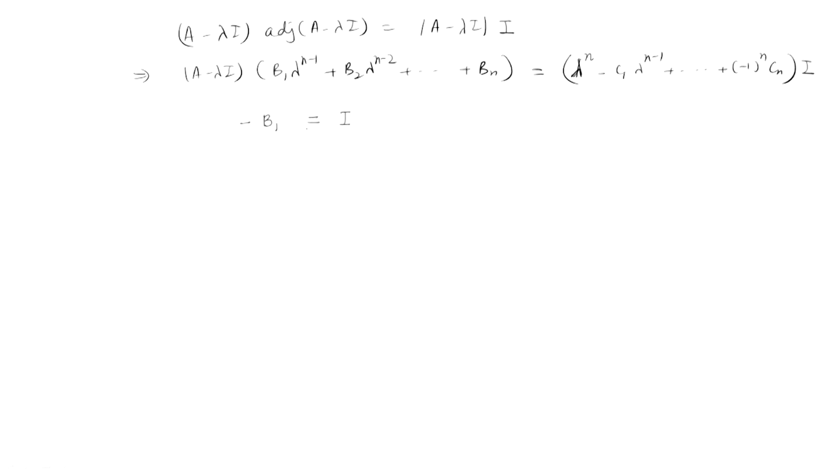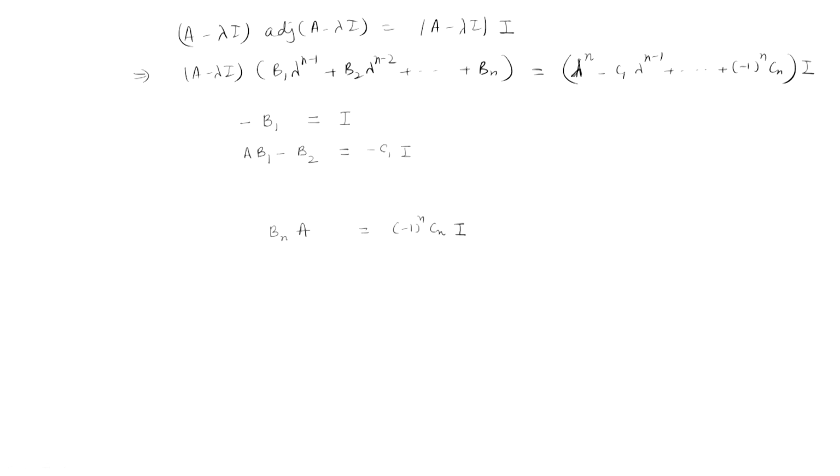Now, lambda raised to power n minus 1, when you multiply this with this element, that is b1, and this element with the second element of this bracket, that is minus of b2, that will be equal to lambda raised to power n minus 2 from here, C1 times identity. Similarly, if you take lambda raised to power 0 from here, it will be this into this, that is bn into A from here and no other term, and that will be equal to minus 1 raised to power n Cn times identity.